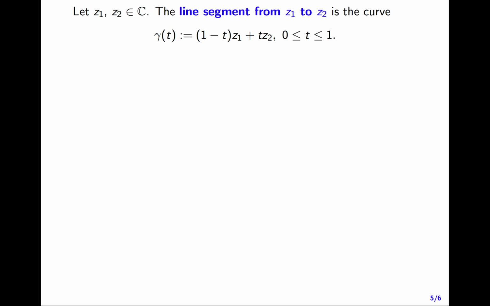For another example, take points z1 and z2 in the complex plane. Then the line segment from z1 to z2 is going to be the following curve. Gamma of t equals 1 minus t times z1 plus t times z2 for t between 0 and 1. And we will often refer to this curve with the notation closed bracket z1, z2, closed bracket. Now, of course, that looks like the notation for an interval on the real line, but the idea is that this closed bracket z1, z2, closed bracket really represents a function defined on the interval 0 to 1.